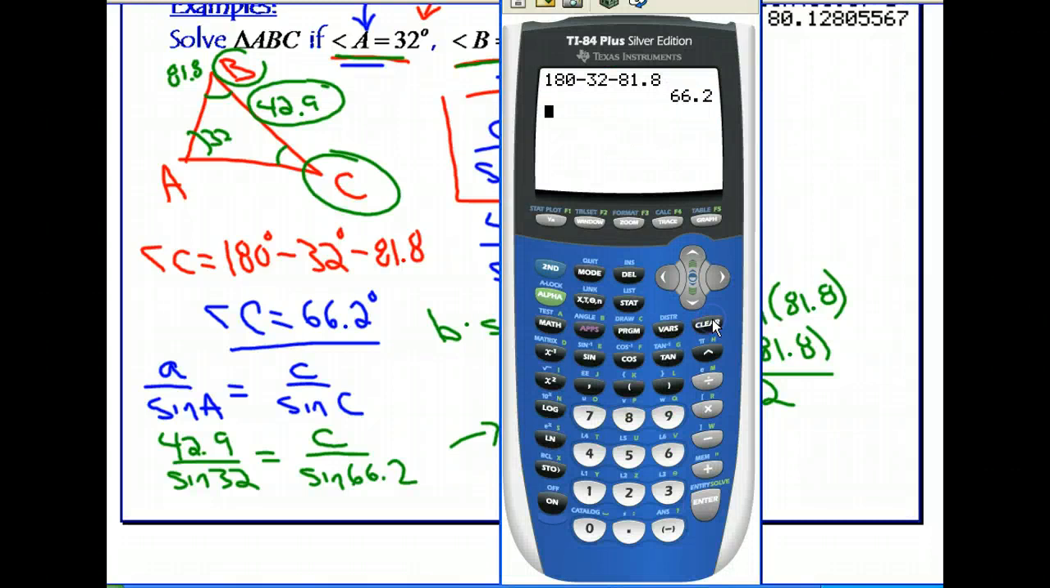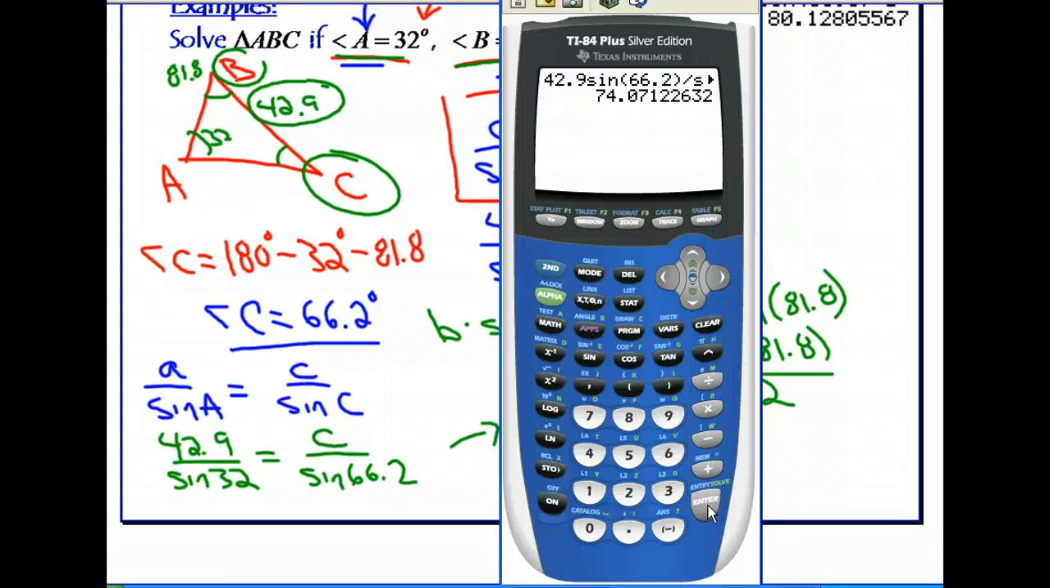Let me clear that out of here. So we'll go 42.9 sine 66.2 and do the algebra, but we're going to end up dividing by the sine of 32 to get that c by itself. So I cross multiplied, I divided by the second one, and when I do all that, I get side c is 74. Makes sense.